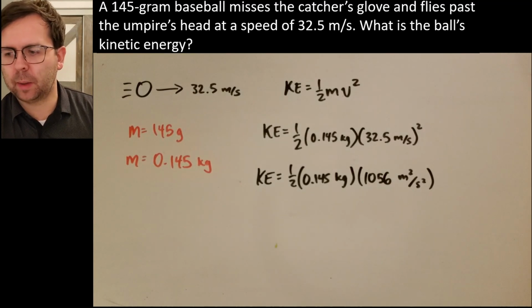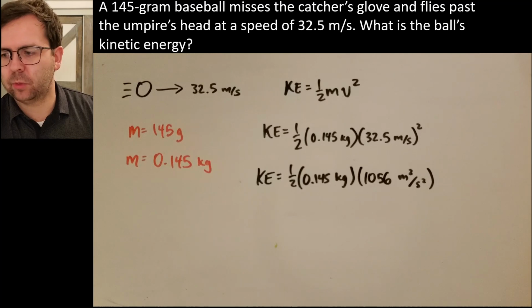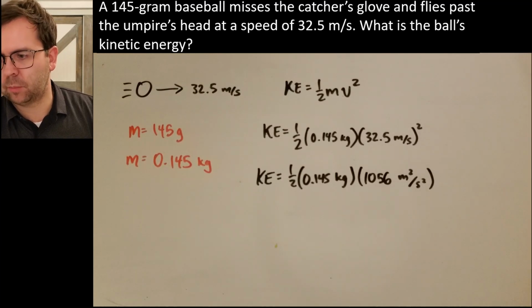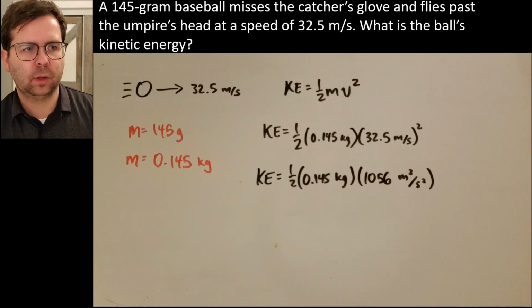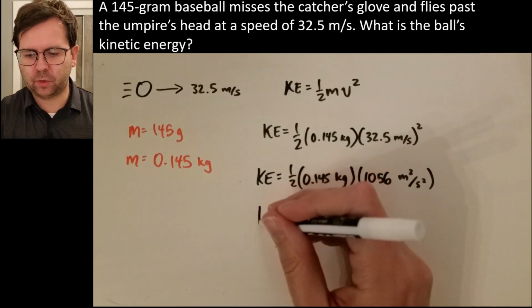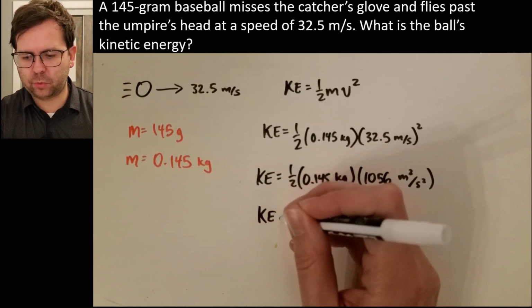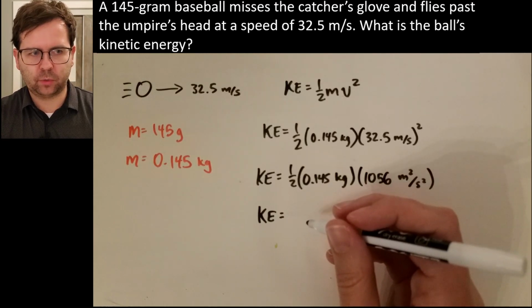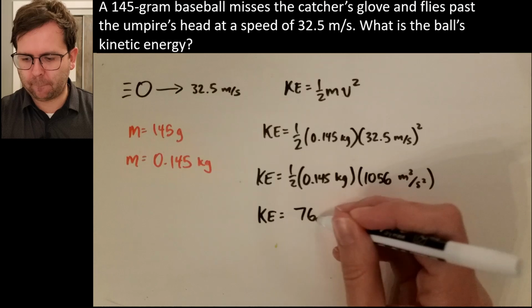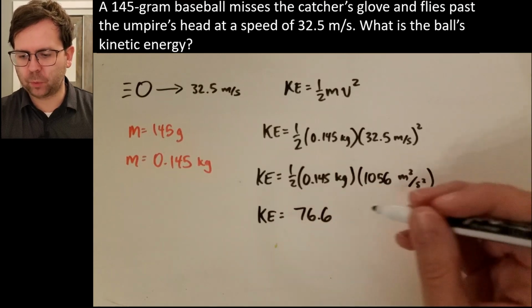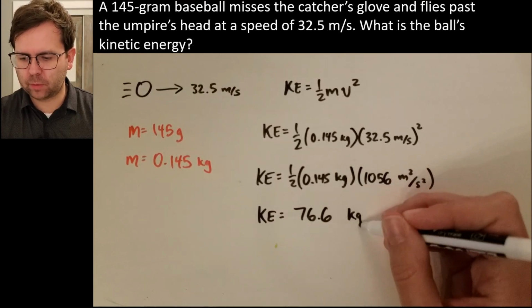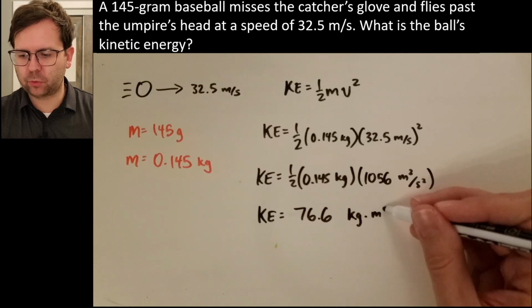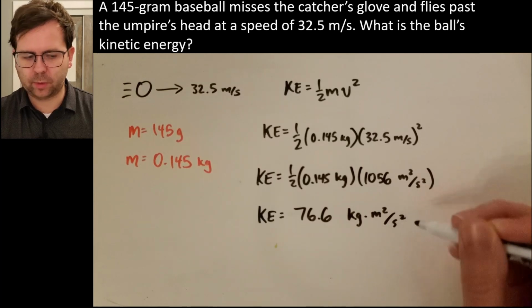Now we multiply by 0.145 and also times 1/2, and that will give us a kinetic energy rounded to 3 significant figures of 76.6. Now, what are the units here? We have kilograms times meters squared per second squared.